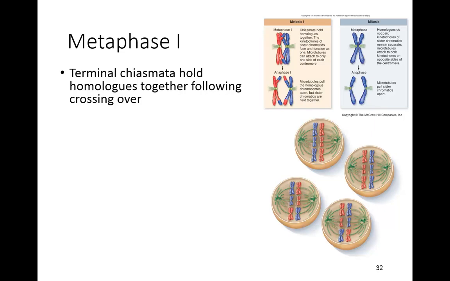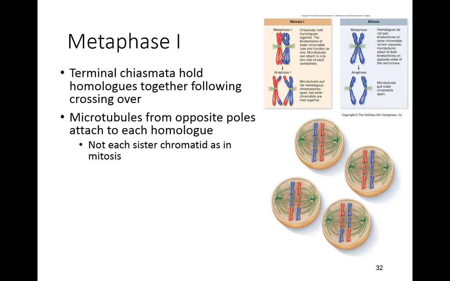When metaphase occurs, they meet in the middle. Okay, so they line up at the metaphase plate. And the chiasmata, the terminal chiasmata at the end of the chromosomes, continue to hold and cross over. And then the microtubules drag them to the opposite ends of the poles.